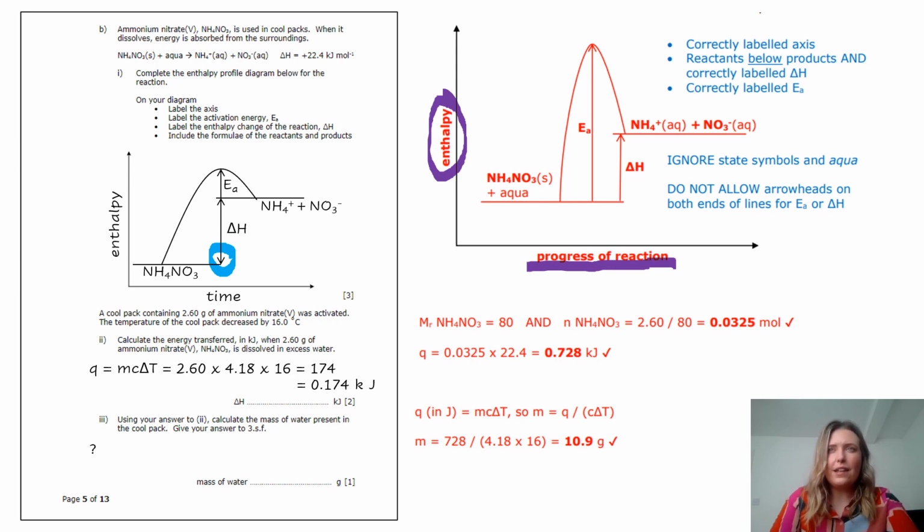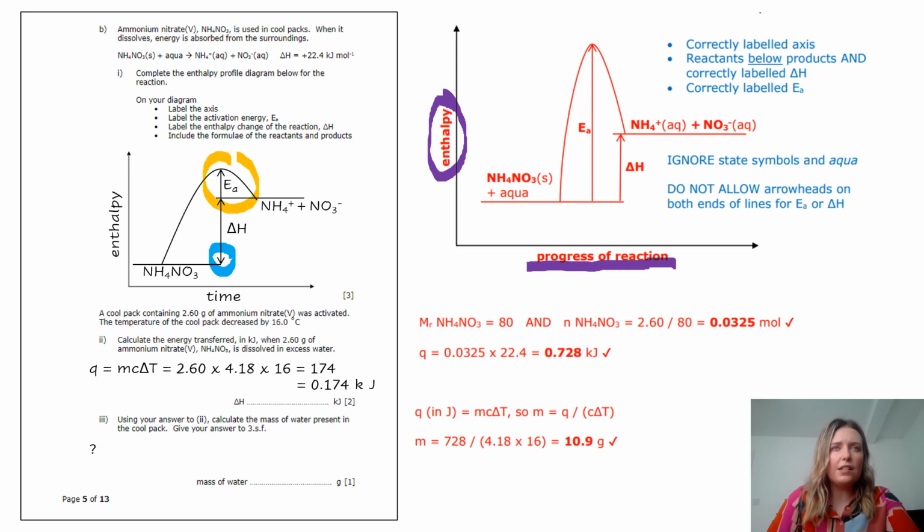And the last mark is for correctly labelled activation energy. This sort of curve that we draw on the enthalpy profile is there to represent bonds being broken in the reactants and then bonds forming to make the products. So it's kind of bond breaking, bond forming curve. And the activation energy is from your reactants to the peak of this bond breaking curve. So the amount of energy you need to break all of the bonds in the reactants. That's not what activation enthalpy is, but it's what it's representing in this diagram.